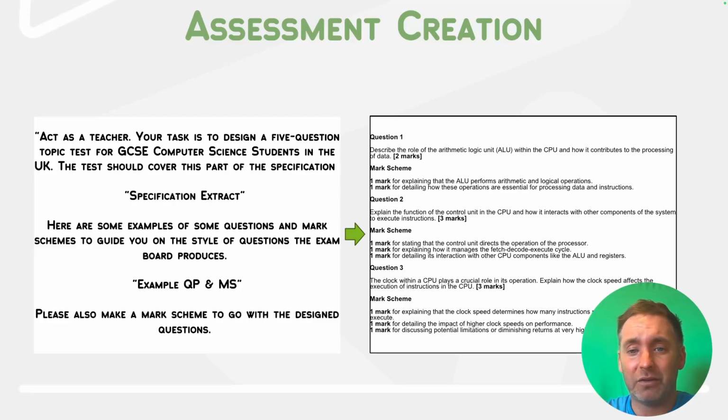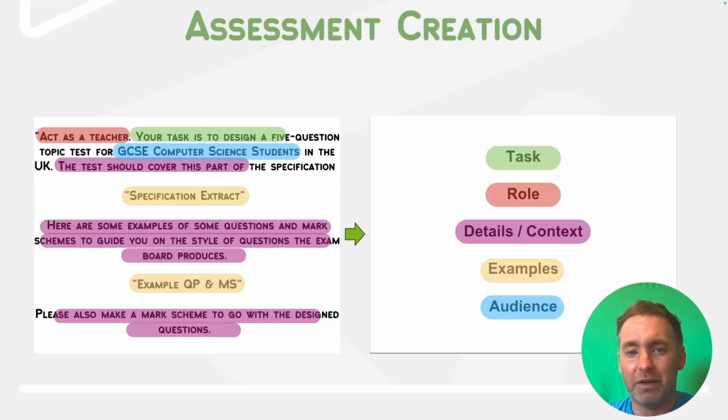And it's all because I gave it the relevant detail in the prompt so that it could answer the question properly. So the difference here is, first off, I gave it a task. I was very clear. Your task is to design a 5-question topic test. So because I gave it a task, it stuck to that task because I was clear.